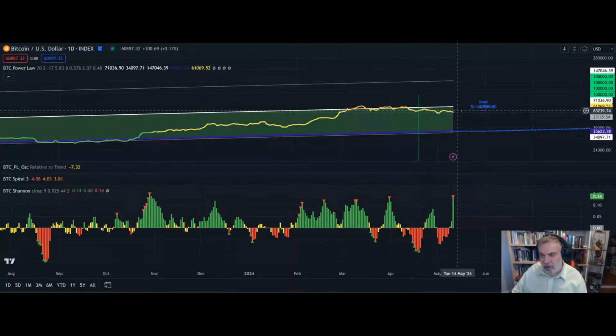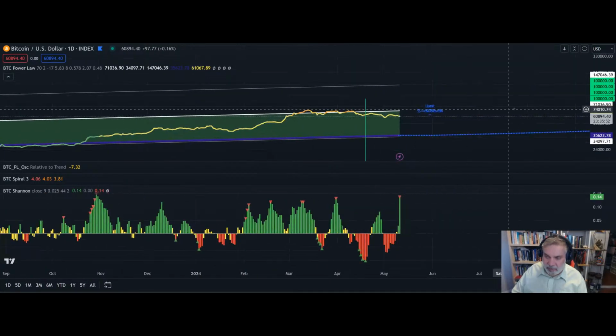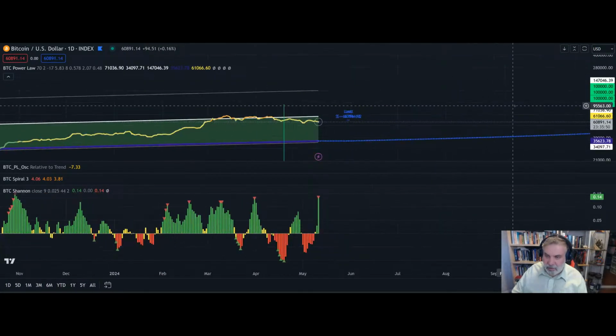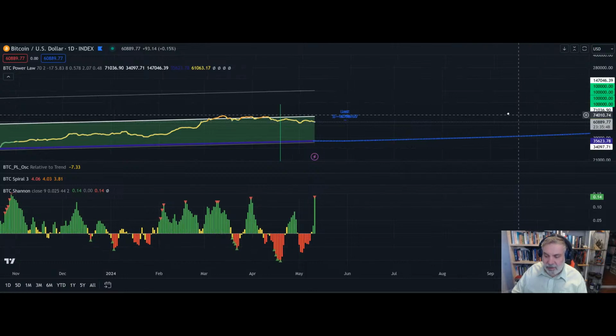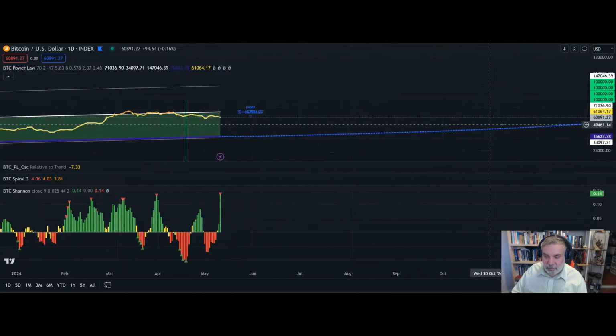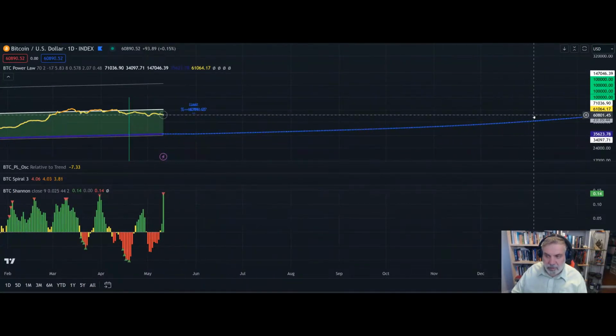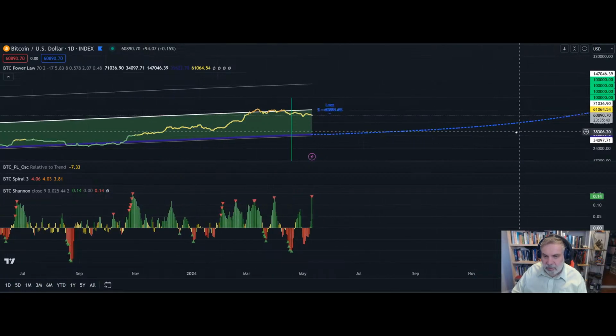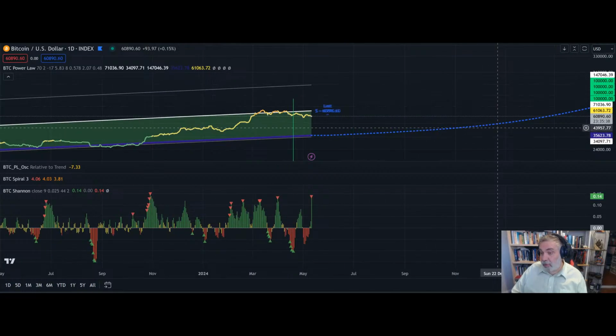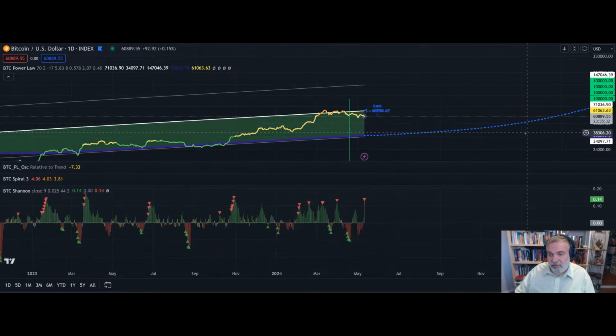So we are going to hover, and if you follow the power law, that means anyway we are going to go up, up, up until the end of the year, right? And then the real bull market should start. And I'm pretty sure that this is going to happen. If it doesn't, it will be a real, different time. Bitcoin is going to do something different.